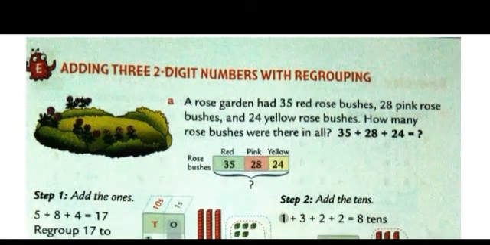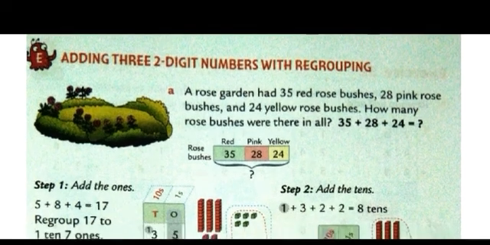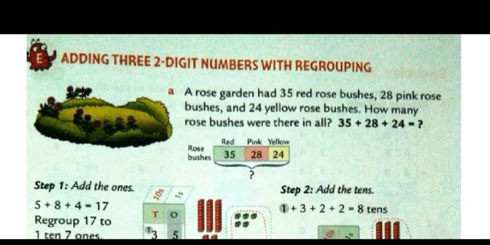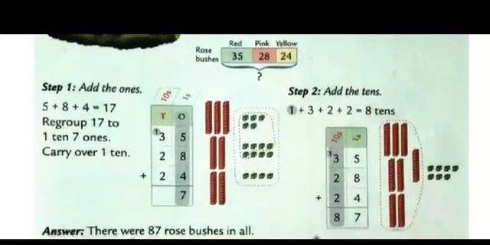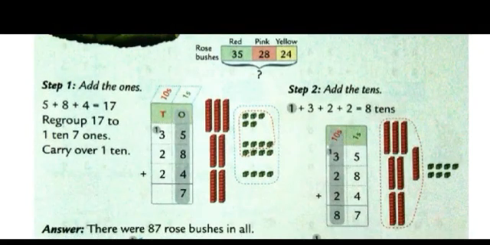So, just see the example given here on page number 35. A rose garden had 35 red rose bushes, 28 pink rose bushes, and 24 yellow rose bushes. How many rose bushes were there in all? Simply, we need to add them all. But before adding, first we need to arrange them according to the place value. So this is an example. So here numbers are already arranged.